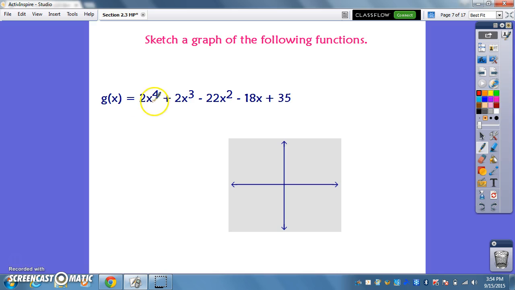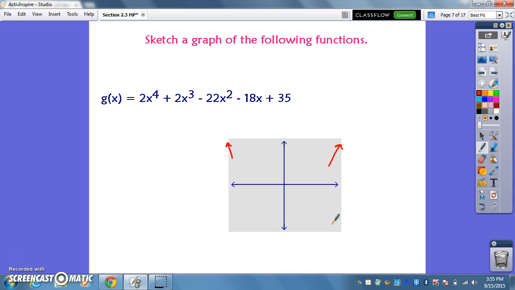So this is a degree 4, so it's an even degree, and it has a positive leading coefficient. So from the very beginning, I know that the arrows for the ends are both going to point up because it is an even degree with a positive leading coefficient. Both of the arrows are going to point up.